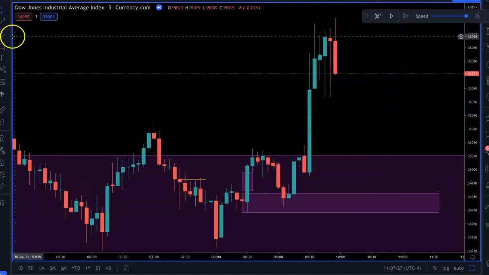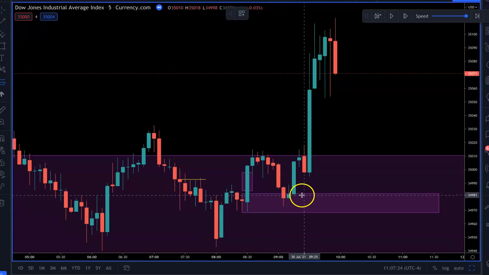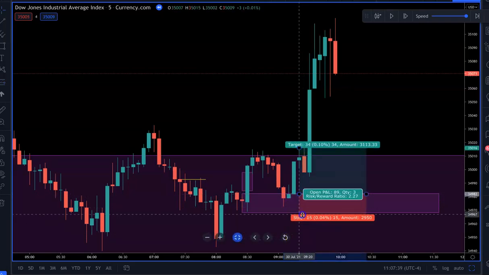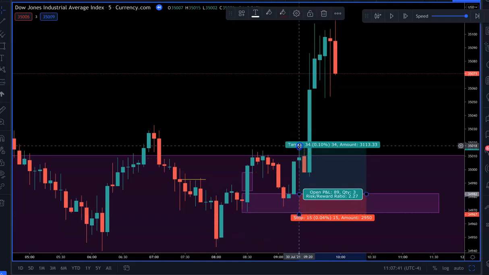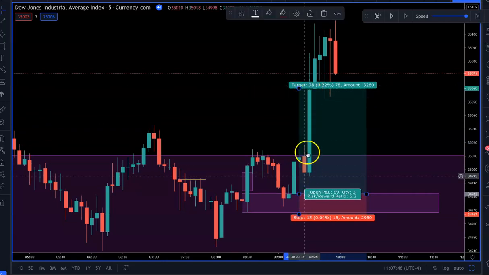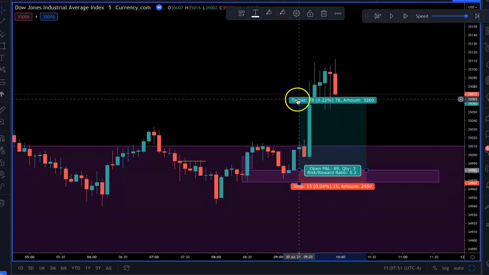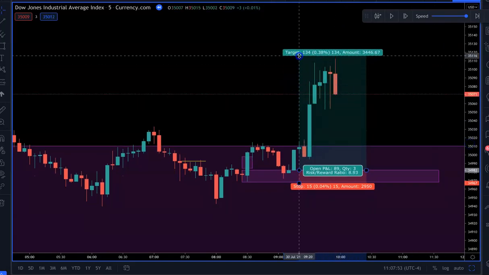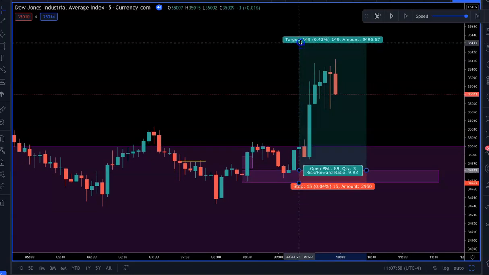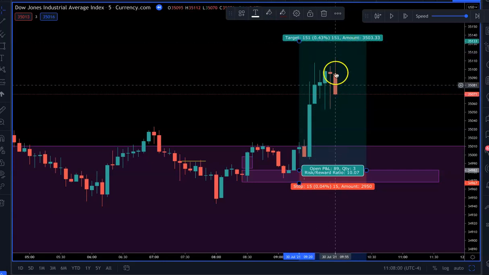If we're looking for a 1 to 5, 1 to 10, which initially I was looking for 1 to 5, which is right here. And as you can see, it hit that. And my second target would be 1 to 10, which is right here. And it hasn't hit that yet.